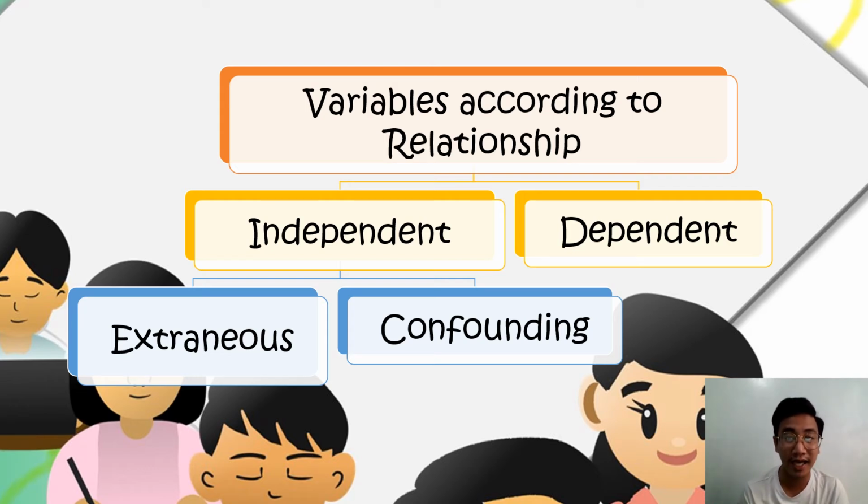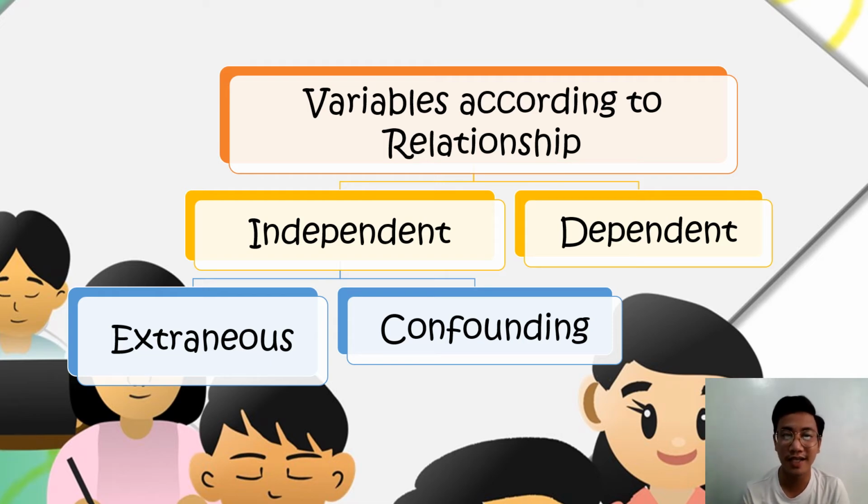Naapektuhan niya yung paglaki, yung pag-grow ng okra. Ngayon, yung peste na hindi mo na-control ay hindi na considered as extraneous variable, kundi naging confounding variable na siya. Naging contributing factor na siya. Naging contributing variable na siya sa paglaki ng okra.